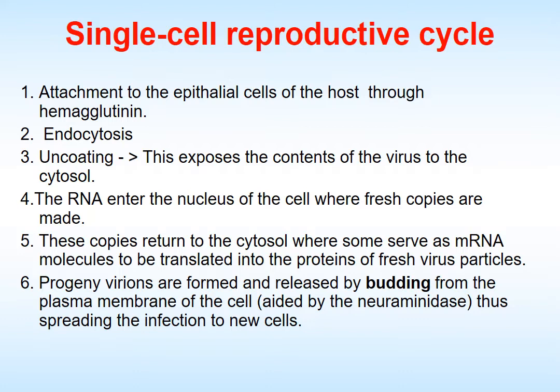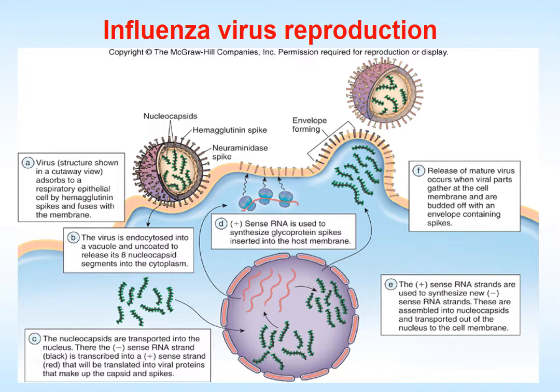This process of budding while releasing is common, and it's understandable because we are speaking about a complex, enveloped type of virus. And the same information may be a little more accurate about influenza virus reproduction.